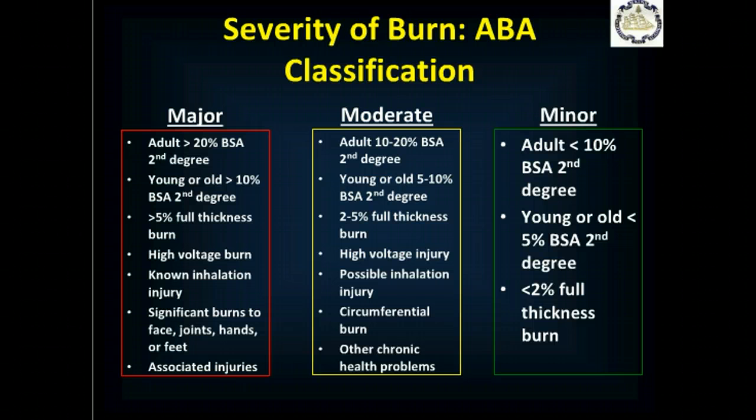And anyone with other chronic health problems, so people who just aren't healthy, that's moderate. And then major: any adult with a greater than 20% body surface area second degree burn, young or old with greater than 10%, greater than 5% full thickness burns, any high voltage burn, so an actual burn from the electricity, a known inhalation injury, and we'll talk about how you would determine that shortly, significant burns to the face, joints, hands, or feet, and any associated trauma falls into the major category.